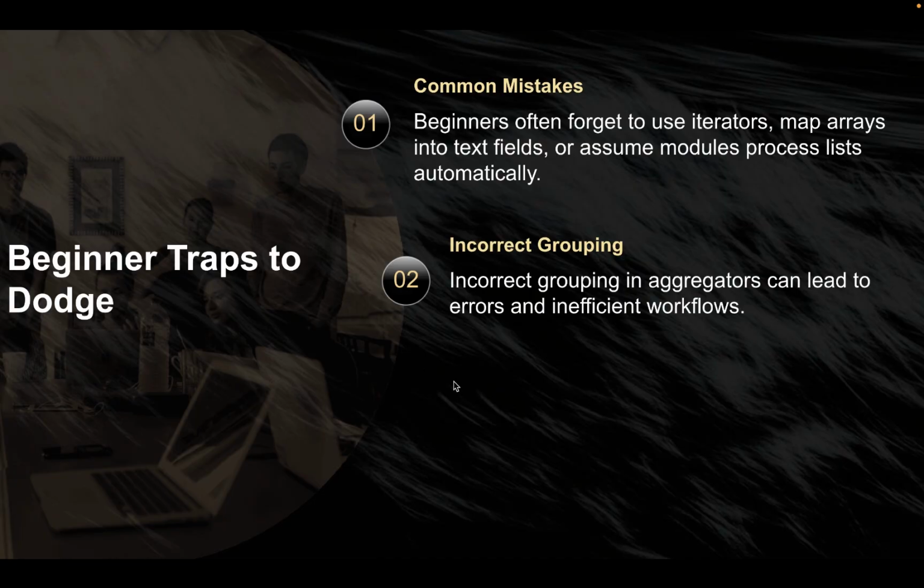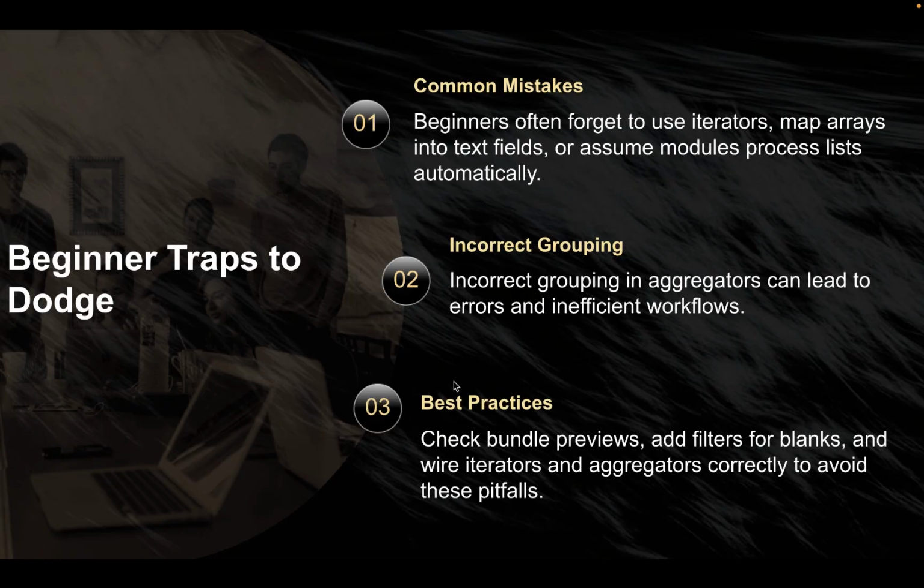Two, incorrect grouping. Incorrect grouping in aggregators can lead to errors and inefficient workflows. For example, for aggregators, you need to provide a list of bundles. So if you provide just one bundle, it's just going to convert that one bundle into an array. So you need to be very, very careful. Also for iterators, you need to provide an array which is to be converted to multiple items. So if you provide just a single item which is not an array, you are going to get an error.